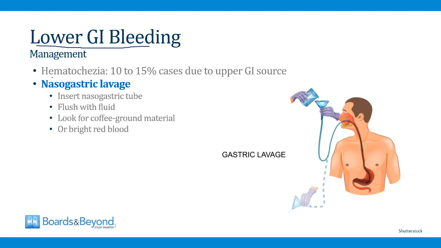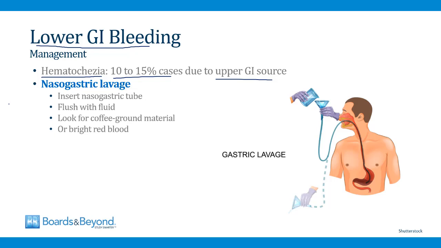So like we talked about earlier, when patients have hematochezia, that often indicates a lower GI bleeding source. However, it can, in some instances, indicate a very brisk upper GI source. About 10 to 15% of cases of hematochezia are actually due to an upper GI source where the bleeding is so brisk that you get blood in the stool.